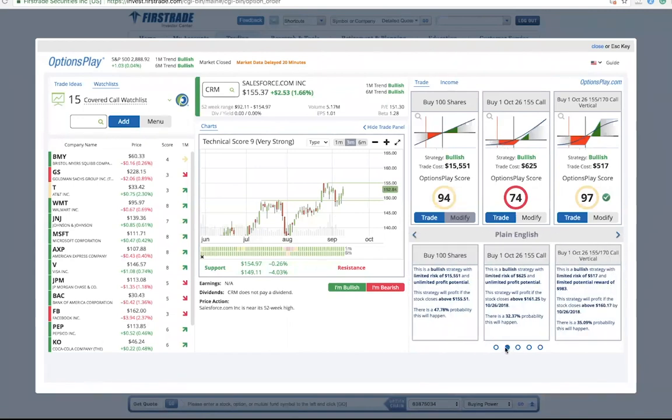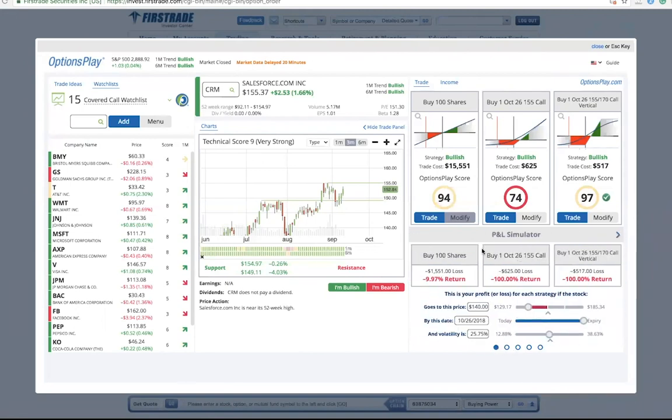And for those of you that are looking to learn, this is really where we take this approach of plain English. We don't like a lot of the terminology in options. Sometimes that scares a lot of people off. We want to display everything in plain English so that you can understand that buying this call option is a bullish strategy. You have a limited risk of $625. The strategy will profit if the stock closes above 161.25 on October 26th. So this explains exactly what the stock needs to do in order for this strategy to be profitable and gives you an understanding of what you're actually going to be trading.